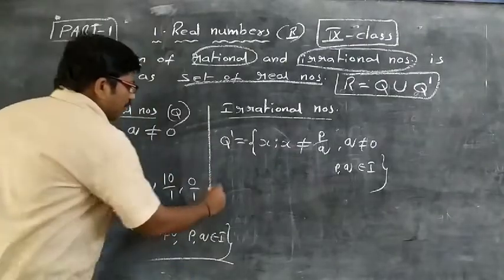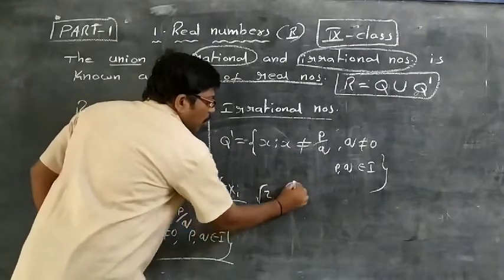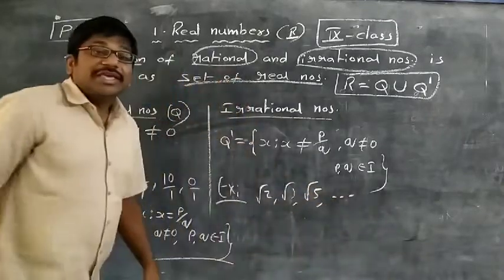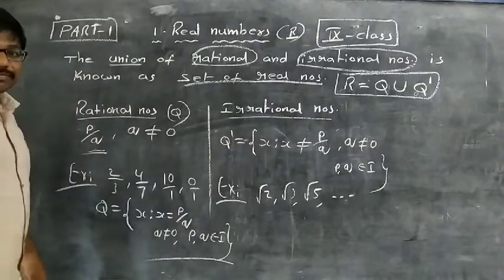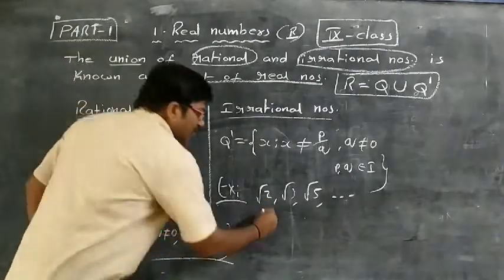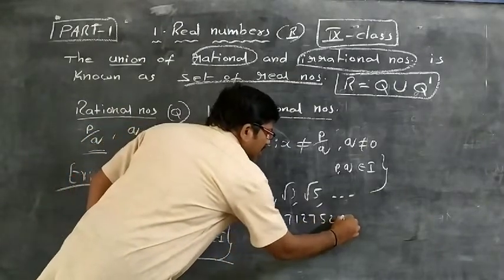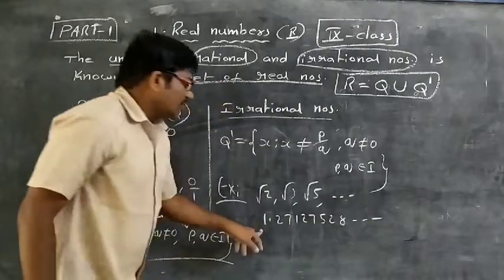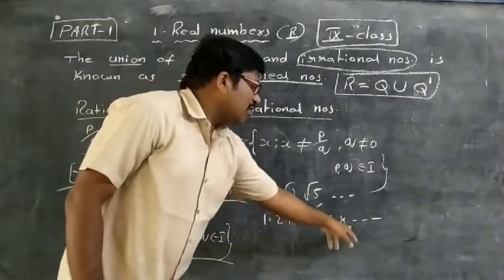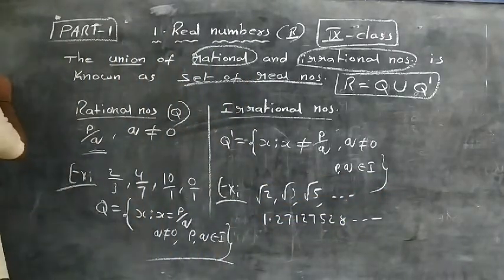Okay, right. For example, irrationals examples: root 2, root 3, root 5, like this. These are all irrationals. And we can write some more examples of irrationals: 1.27, 12752, like this. So this is also an irrational number. Irrationals are non-terminating, non-repeating decimals.